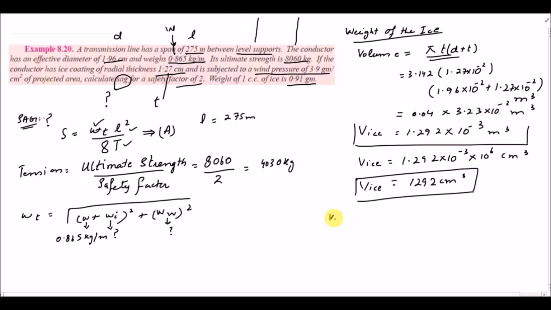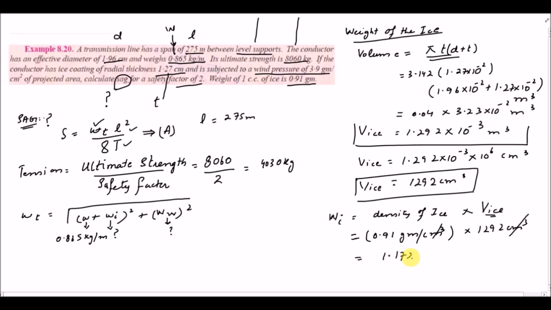Now the weight of ice is equal to the density of ice into the volume of ice. The density of ice was 0.91 gram per centimeter cube. That's why I have converted this volume into centimeter cube, 1292 centimeter cube. These will cancel out, and the weight of the ice will be 1.172 kilogram or 1172 gram. So this is the weight of ice.